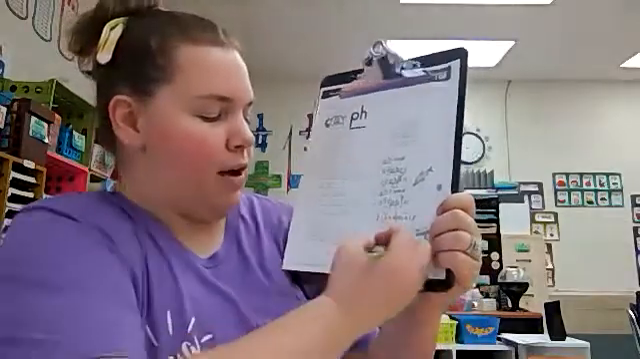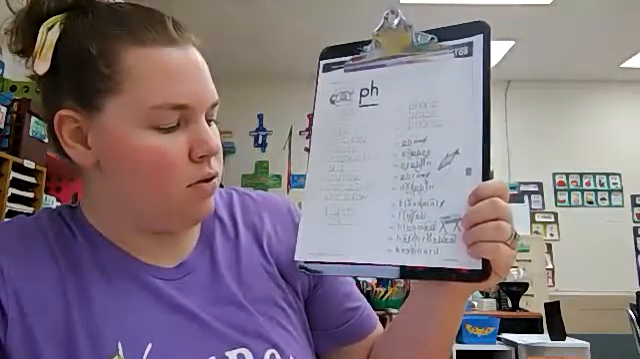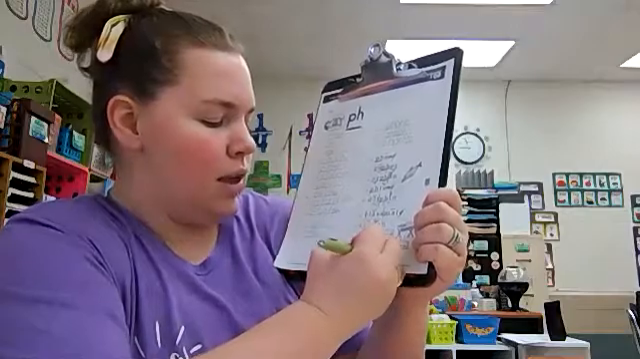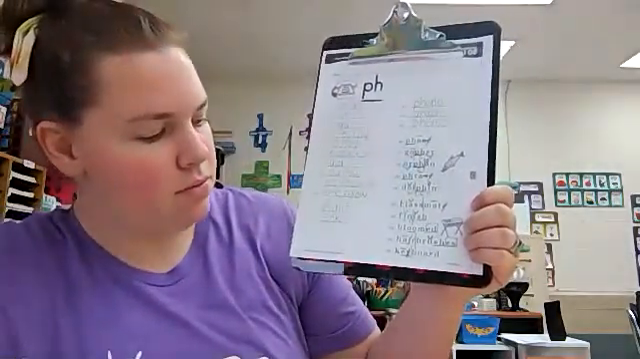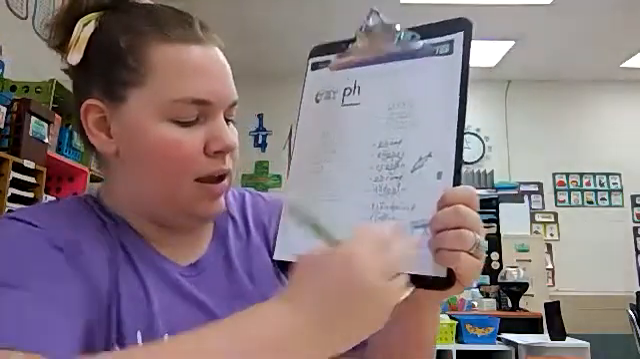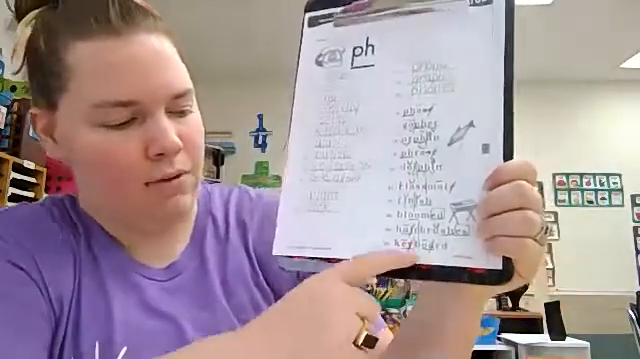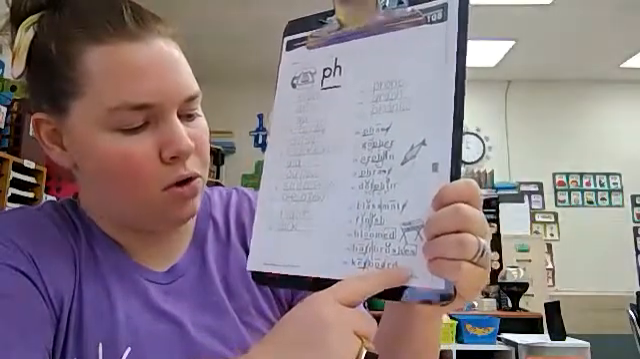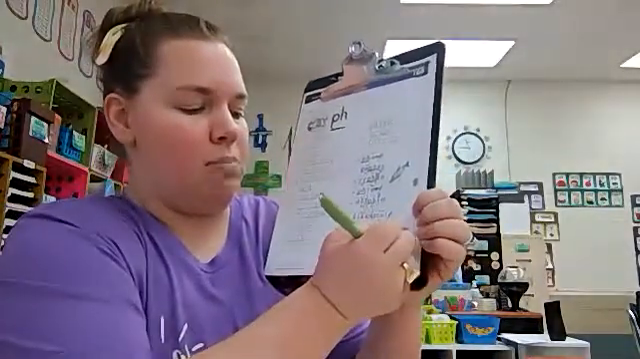And number 25, we have another compound word. So the first word has digraph EY. The E says its name, the Y is silent. And the second word has digraph OA. The O is making the sound, the A is silent. So we have key, board, keyboard. That matches the picture up here.